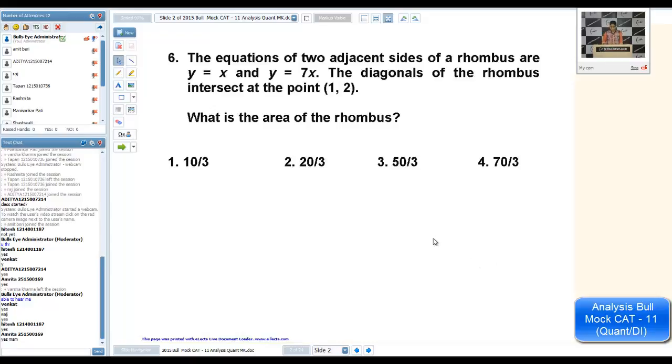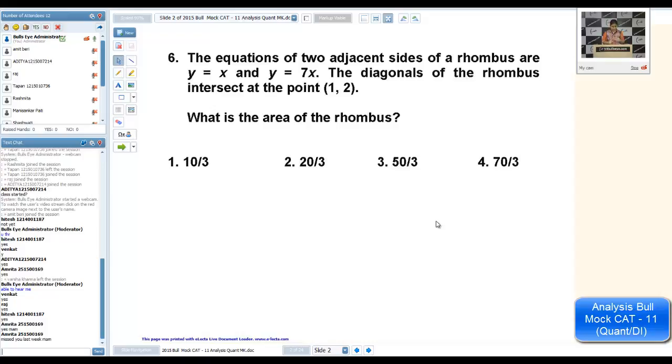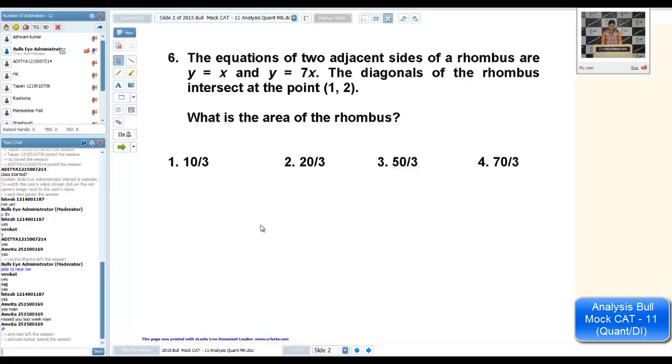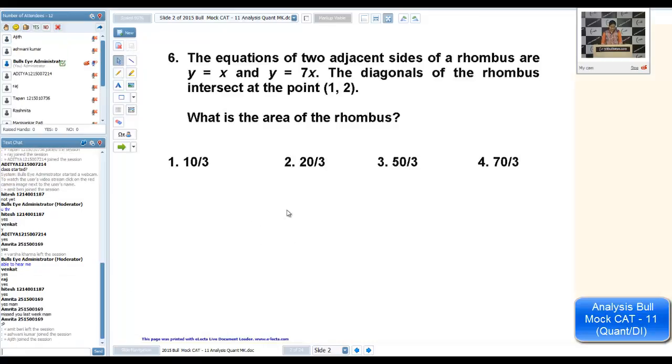Question number 6. I too missed you, Amrita. I had an urgent piece of work, that's why I didn't come. Yes, let us start the session now.